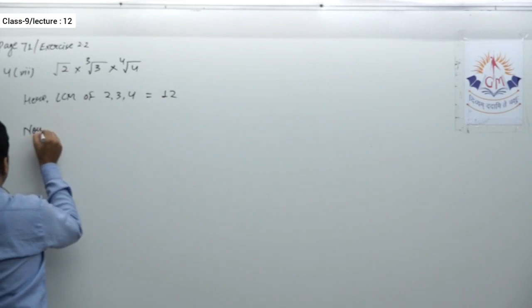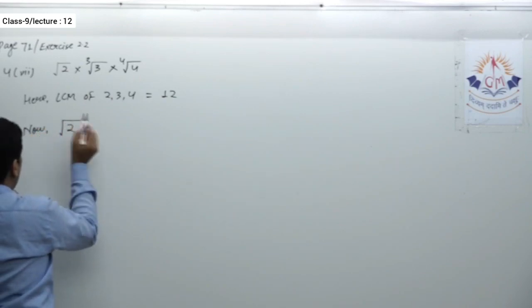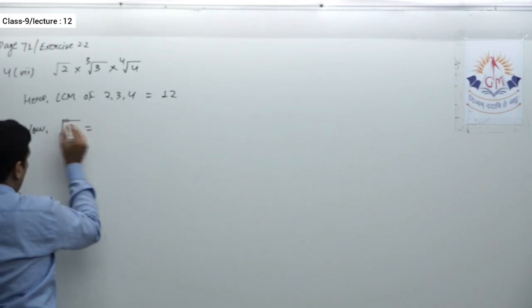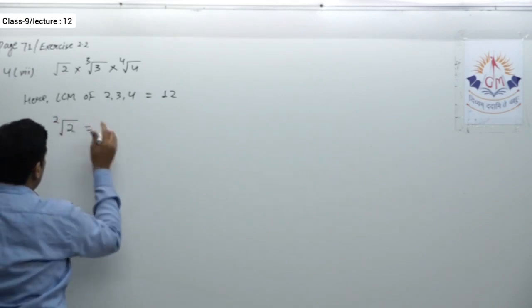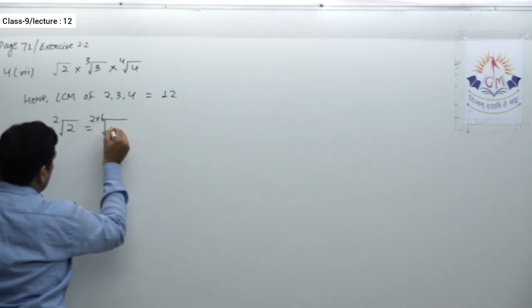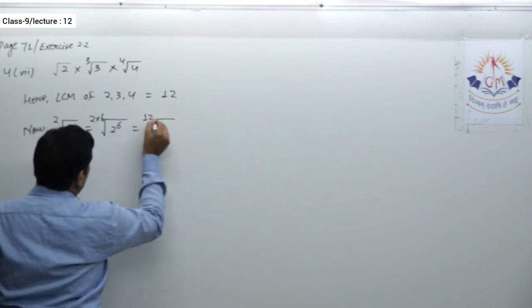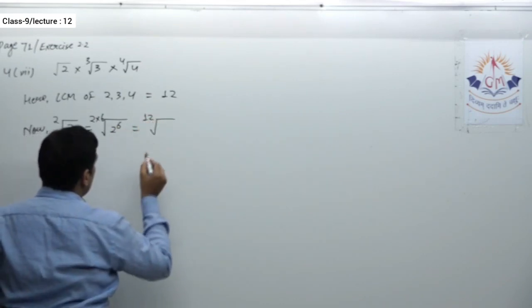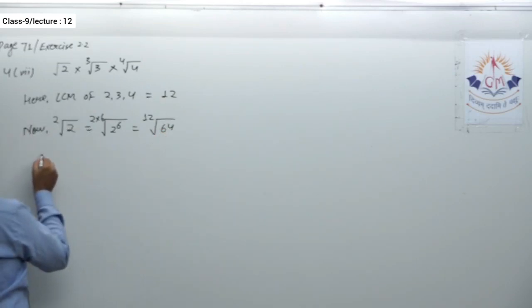Now we'll make their orders 12. So actually here we have 2 over here. If nothing is written, 2 is there. It means to make it 12, I need to multiply by 6. So 2 raised to 6. So this gives me 12th root of 64.